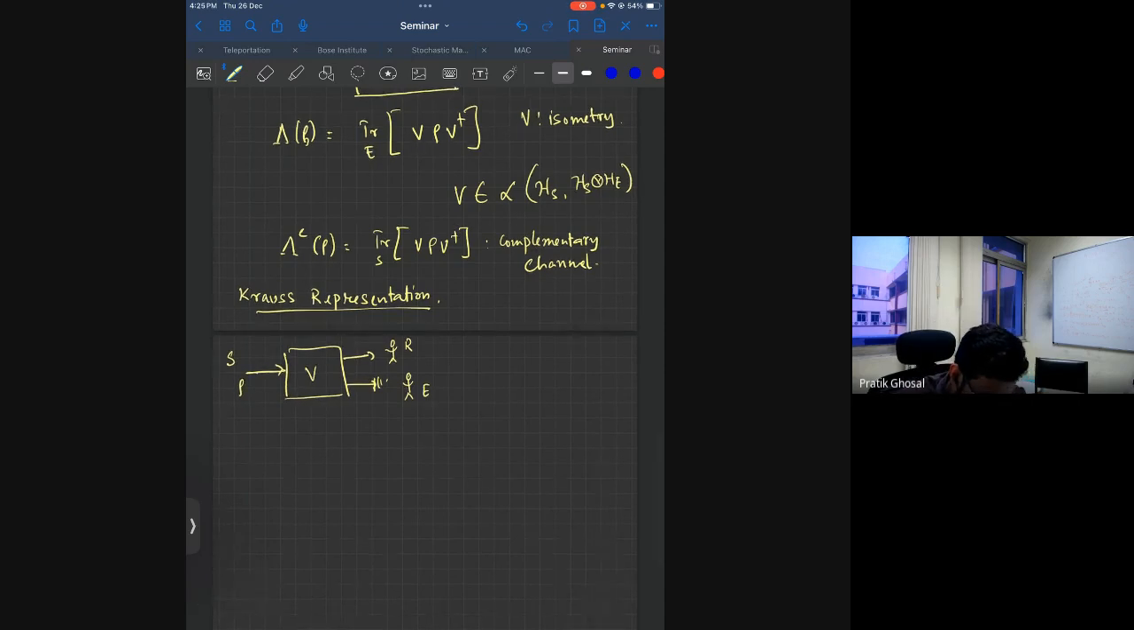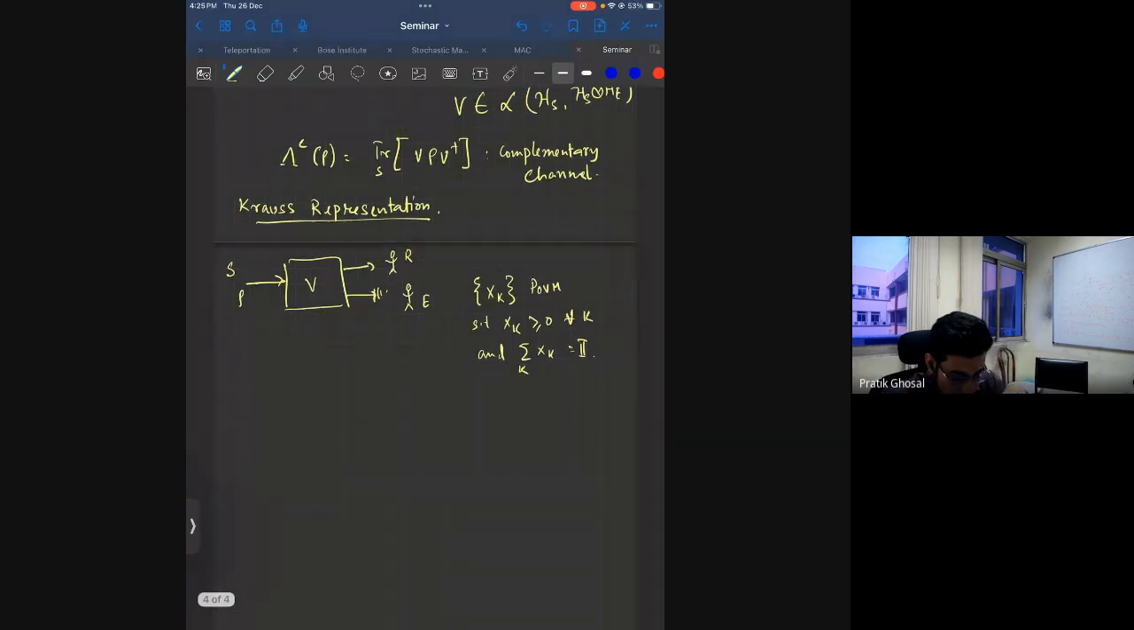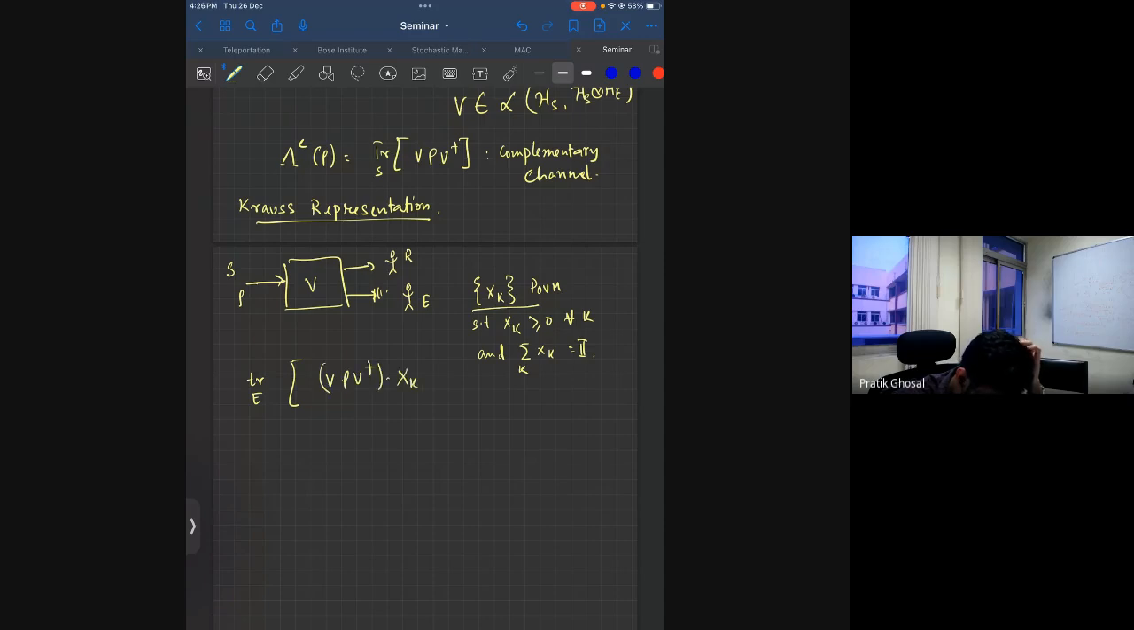So the environment agent is actually implementing some POVM on his part of the system. Depending on the POVM element, let's say the environment is doing this particular POVM operation X_k, and on one round he has got the kth outcome k. Then the state of the system will be steered like this. We have this V dagger, and you are doing this X_k acting on the environment and identity acting on the receiver end.